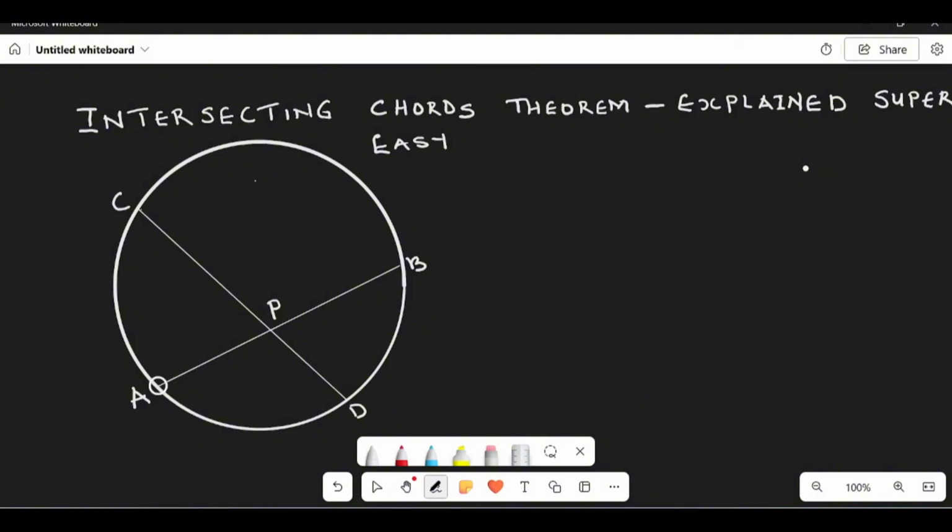Now, let's prove this theorem using simple geometry. Let us join AC and DB, forming triangles inside the circle. Consider triangle APC and DPB. Notice that angle APC is equal to angle DPB because they are vertical opposite angles.